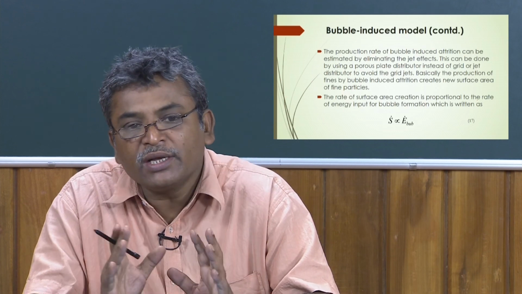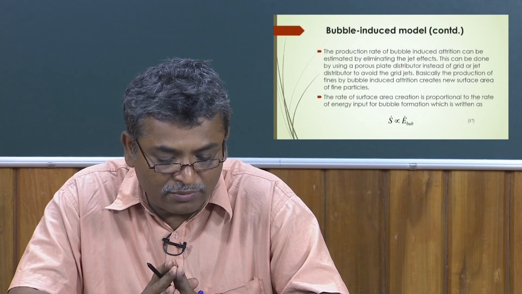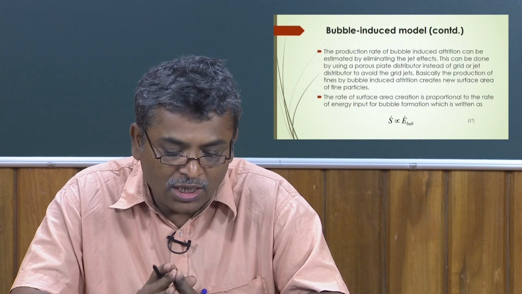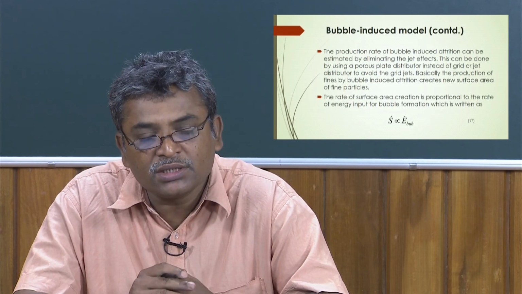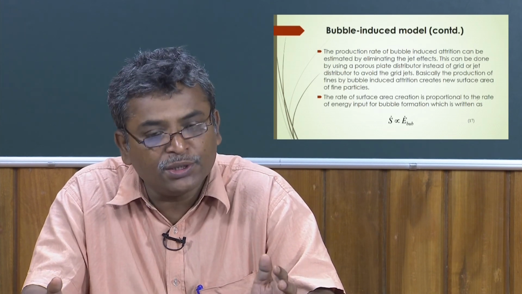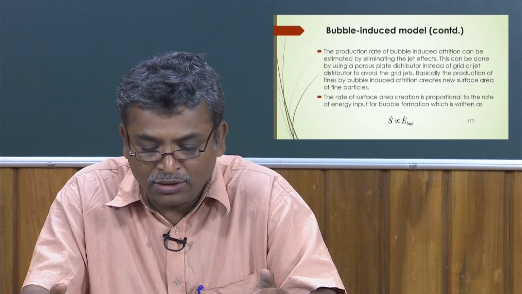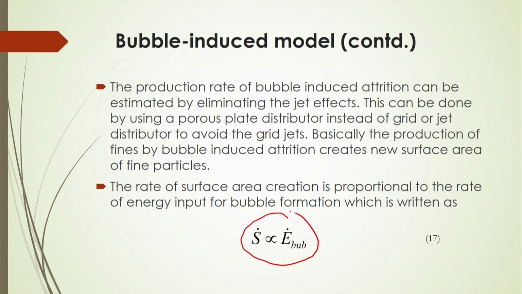Basically, the production of fines by bubble induced attrition creates new surface area of fine particles. So you can say how much new surface area is formed when fines are formed during this attrition process. The rate of surface area generated is proportional to the rate of energy input for bubble formation, written as S dot. Here S dot is the rate of surface generation, which is directly related to the energy consumed during bubble induced attrition.